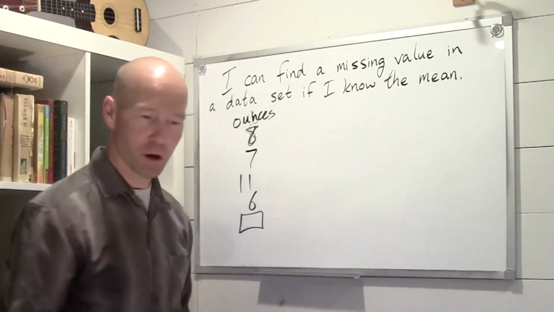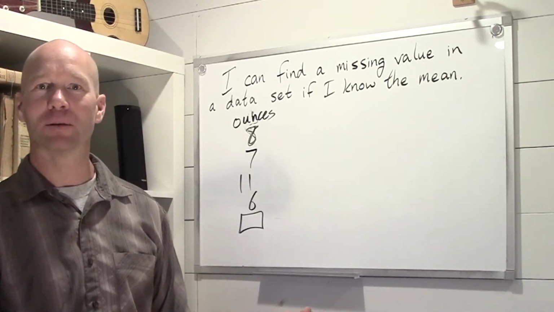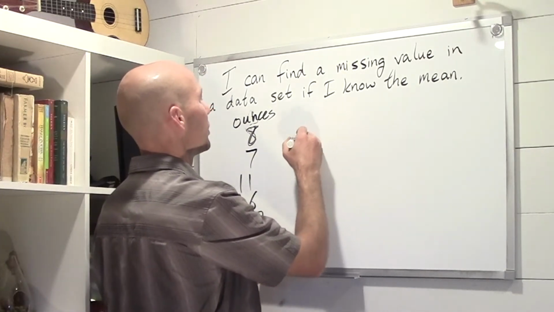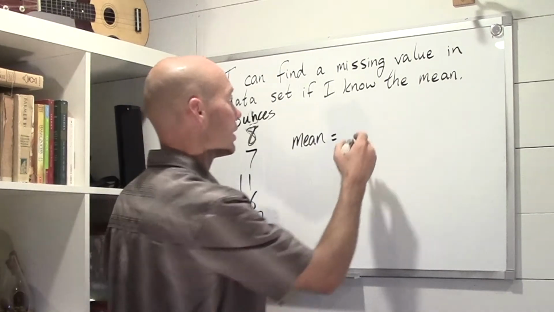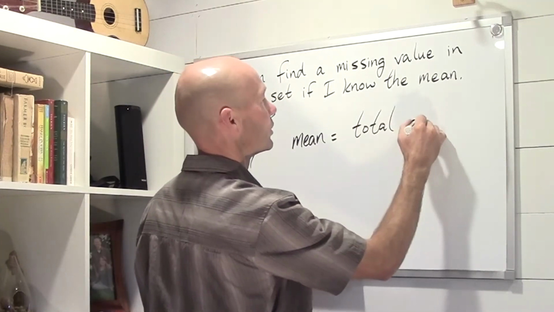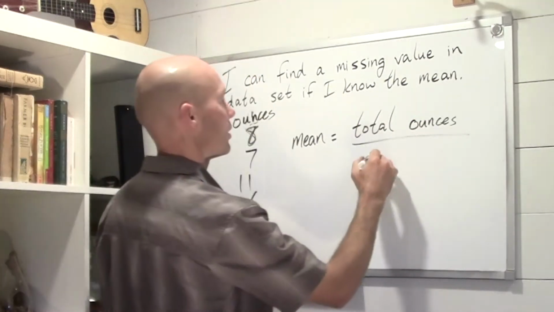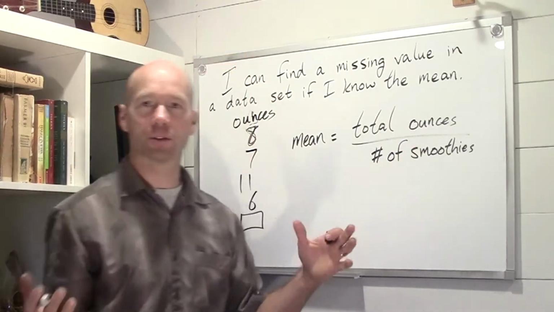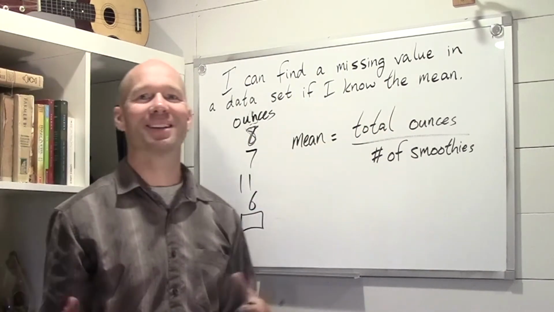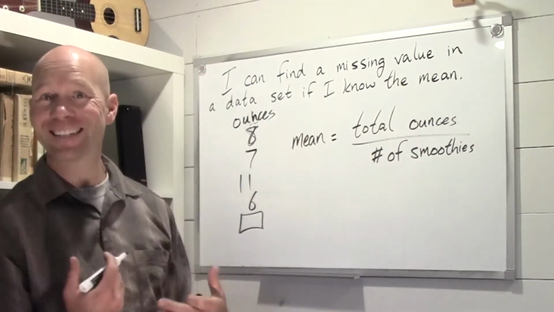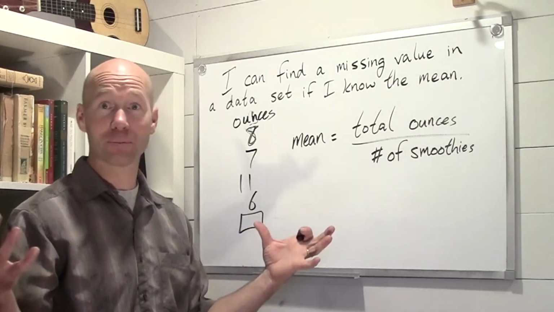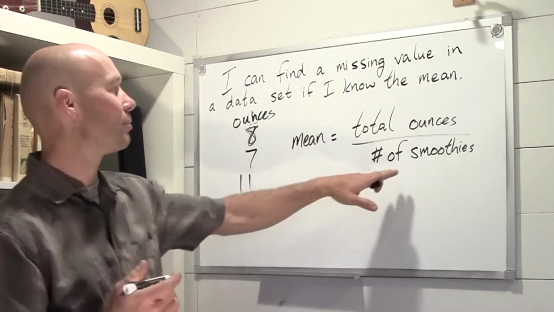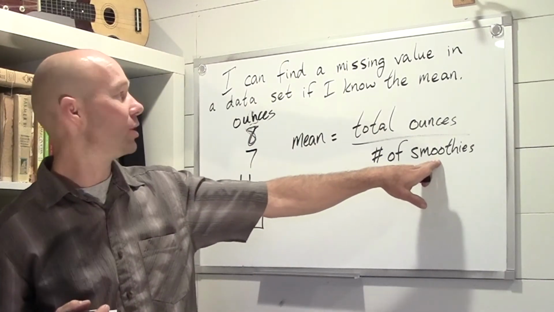Well, how do we find the mean? That's right. The mean is the total ounces divided by the number of smoothies. The total ounces of the smoothies divided by the number of smoothies. Now, I didn't get one. That's what I'm trying to figure out. So I made it so there would be 10 ounces per person, but I didn't get one. So we're dividing by 5. We have 5 smoothies that were made.